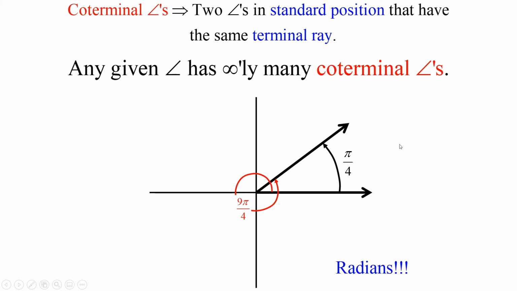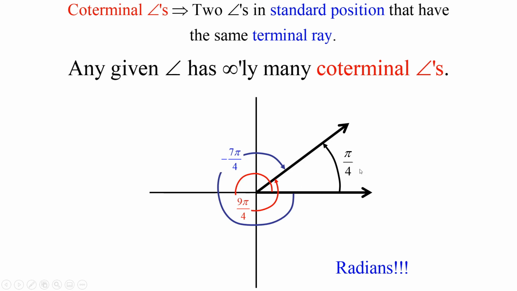We could also go negative. That one right there is negative because it's going clockwise. If it went all the way around, it'd be 2 pi, but we're pi over 4 short of that 2 pi. So 2 pi again is 8 pi over 4 minus pi over 4. That'd be 7 pi over 4. Negative 7 pi over 4. Don't forget your negative there. Again, there we go. So these are 3 coterminal angles.